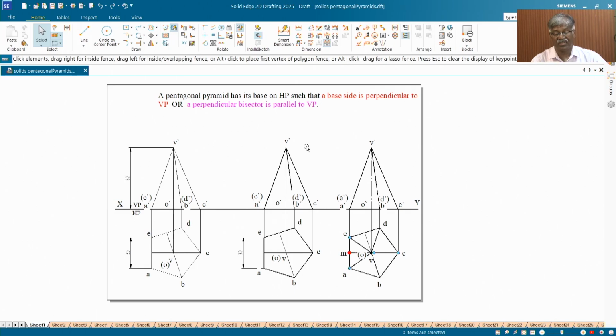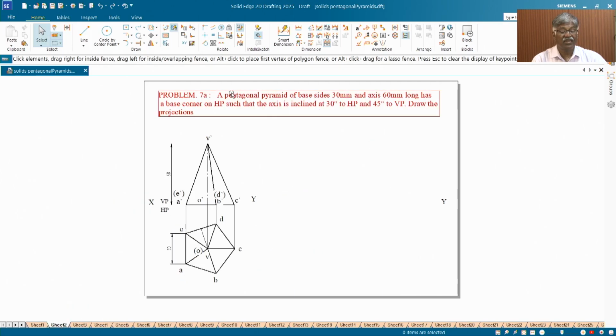This becomes the initial condition for the next coming problems. Now let me take a problem and discuss. Here a pentagonal pyramid of base sides 30 mm and axis 60 mm long has a base corner on HP, such that the axis is inclined at 30 degrees to HP and 45 degrees to VP. Draw the projections. In this case, if you look at this data, it's a straight line problem. The axis is inclined at 30 degrees to HP and 45 degrees to VP. The final inclinations of the line, or in this case the axis, will be alpha and beta. So naturally you have to find beta here. Then we will look into that at the final stage.